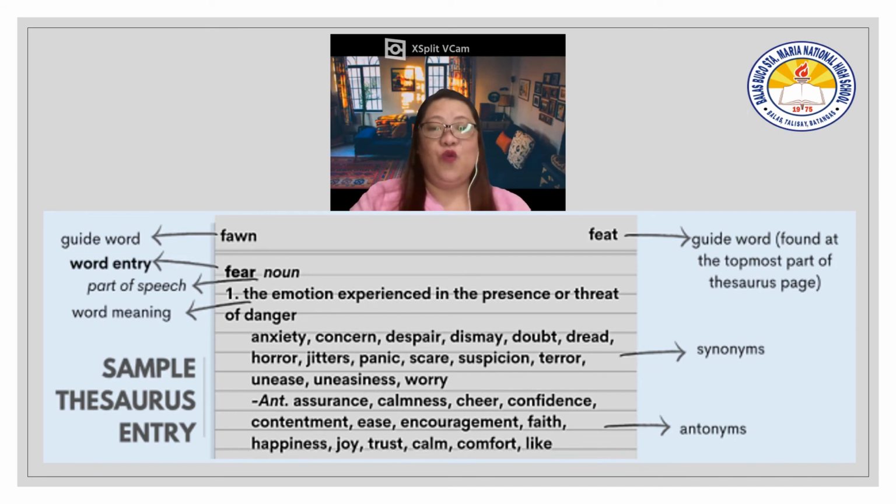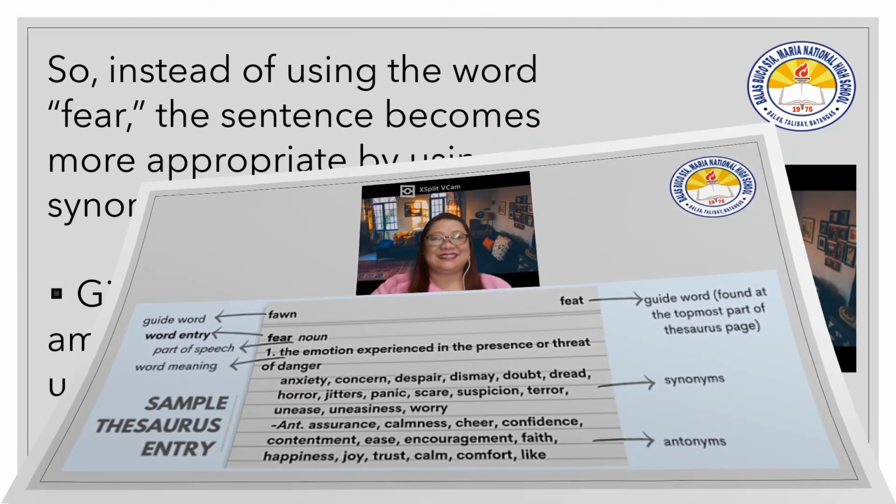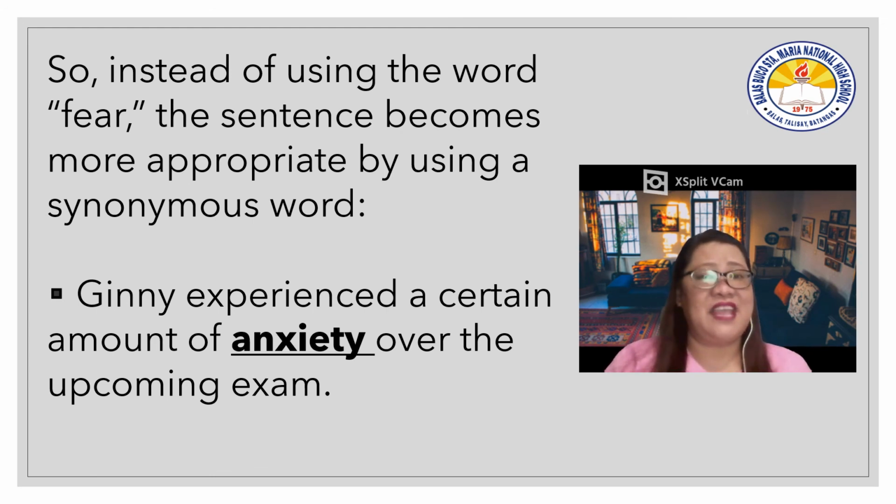After the word meaning, we have the list of words for synonyms. When we say synonyms, these are words with the same meaning. And right after the synonyms, we have the group of words for the antonyms. An abbreviation used is ANT. When we say antonyms, these are words with opposite or contrasting meaning. So, instead of using the word fear, the sentence becomes more appropriate by using the synonymous word anxiety. Let us take this example. Jeannie experienced a certain amount of anxiety over the upcoming exam.